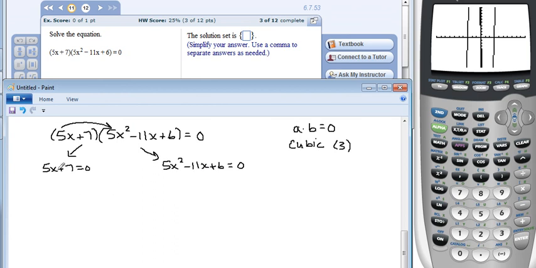Okay? So this one's linear, and linear is really easy to solve in comparison to anything else. Okay, I'm going to subtract my 7 across and then divide through by 5. So there's one solution. X is equal to negative 7/5. All right. What about this bad boy?